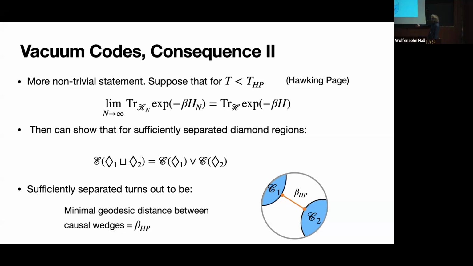This is true for sufficiently separated diamonds. It turns out that the sufficiently separated condition is exactly the condition on the Hawking-Page temperature: this is true below the Hawking-Page temperature. Above, it's violated. You can show this is true as long as the two causal wedges are separated by more than beta Hawking-Page in the bulk. There's some minimal geodesic distance between these two causal wedges, and if this is further than beta Hawking-Page, then you can prove this property.